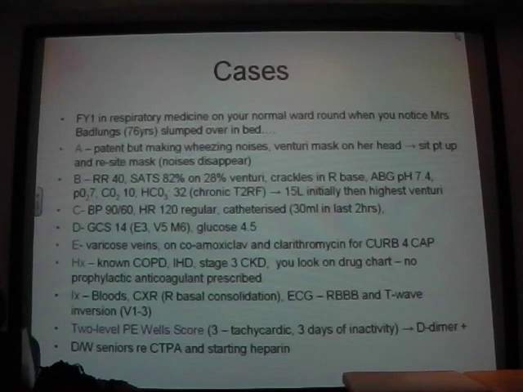So, seniors, what's that say? Read CTPA and starting heparin. Does anyone know why heparin in this case, not low molecular weight heparin? Yep, CKD.